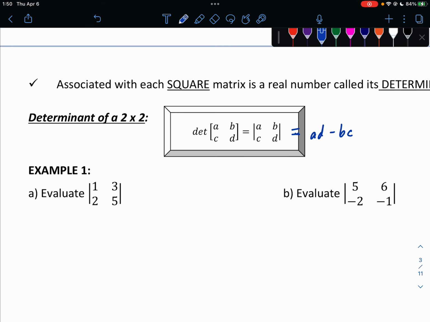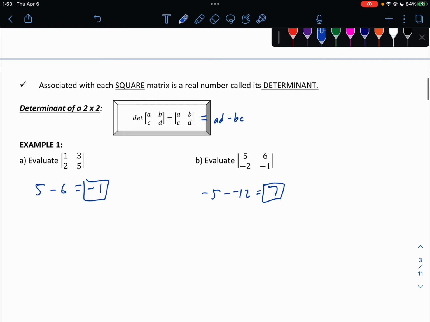So first one here, it's going to be 5 minus 6, or negative 1. So the determinant of that matrix is negative 1. Second one, negative 5 minus negative 12, or negative 5 plus 12, which is 7. Why is the determinant important? It'll show itself in a few slides.